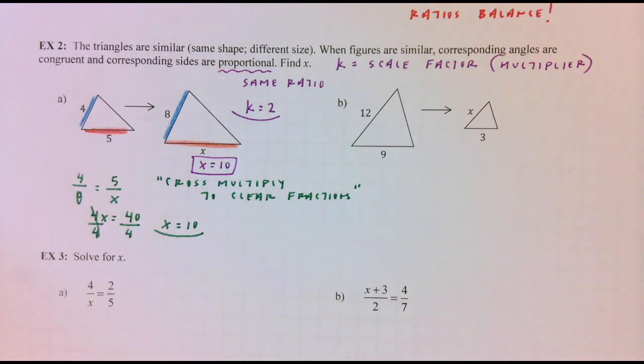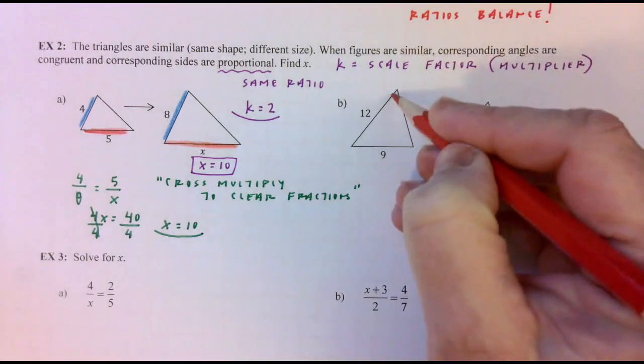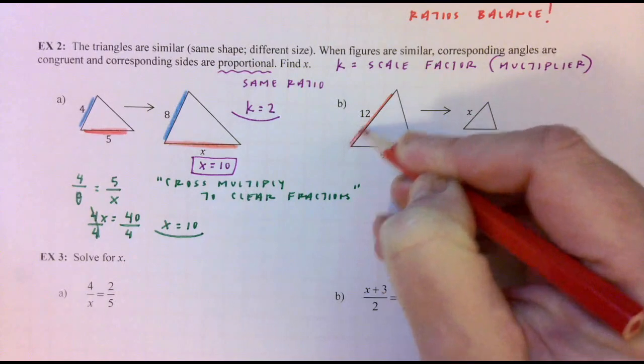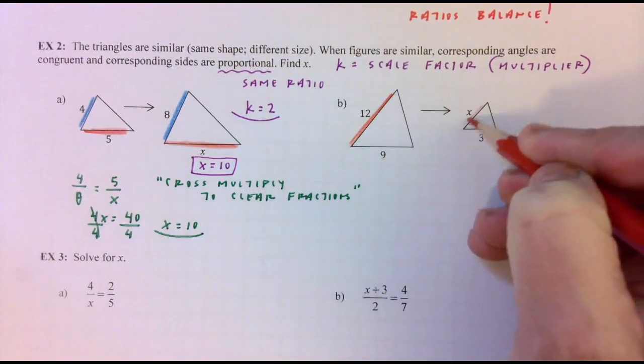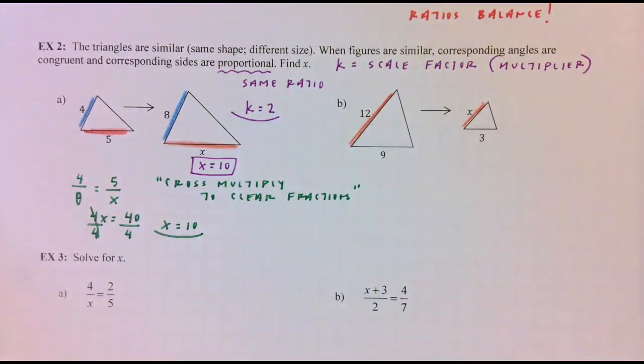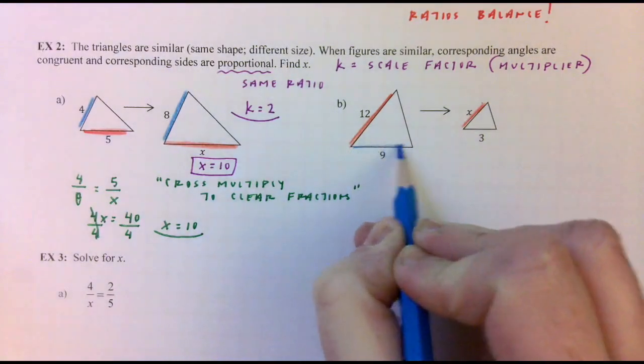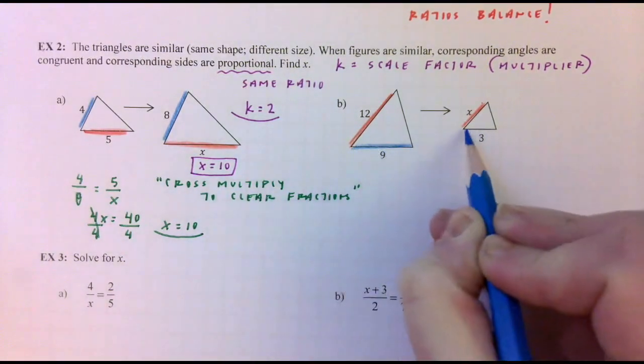All right, the second one here I'm saying, again, triangles are similar. So let me link up those corresponding sides. So I can see that this side links up with this side right here. And then this side to this side right here.